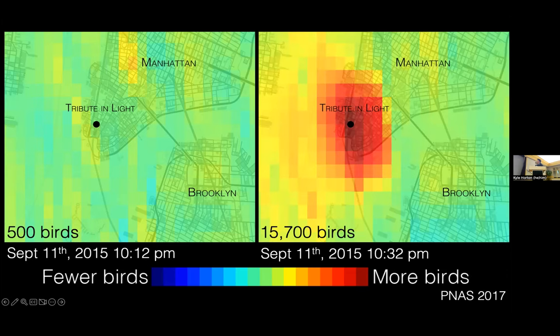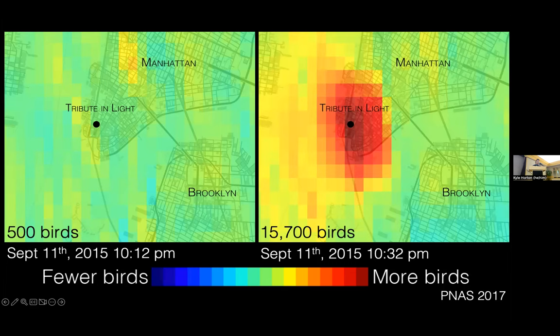So we did this study a number of years ago. We looked at all of the on-off periods of the lights. We looked at 7 years of data. 7 years is sort of a goofy metric for this study system because this happens one night out of the year. So it's 7 nights of data. We estimated across those 7 nights around 1.1 million birds coming in and out of the Tribute in Light.